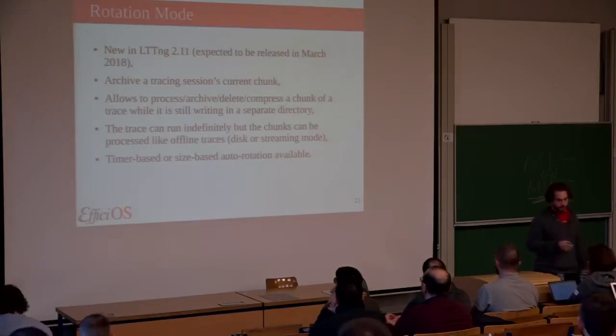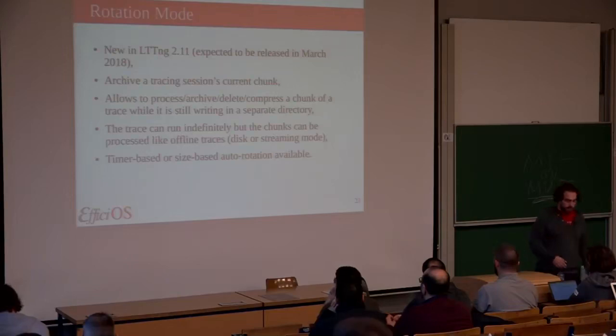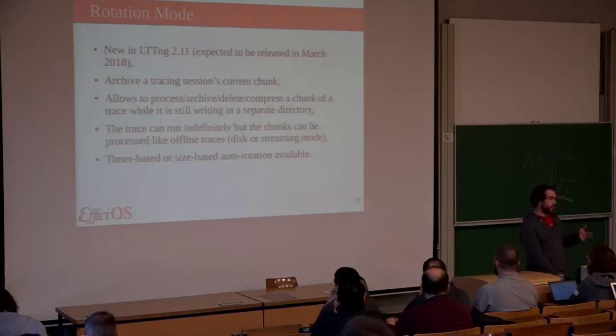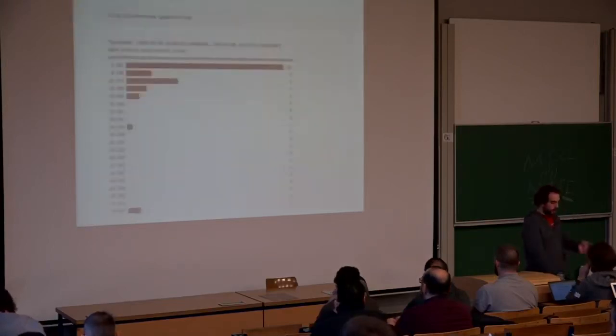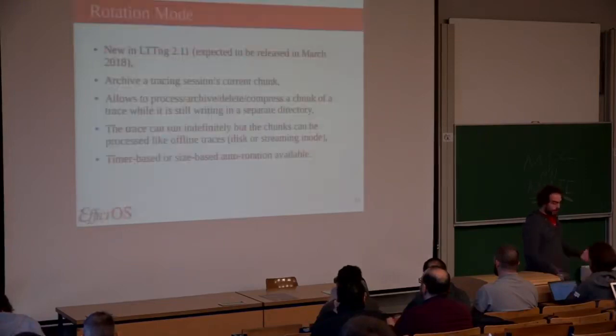With this mode, you don't lose any events, you just switch the directory, and you can use the trace as a really small self-contained trace. So it can run indefinitely depending on the disk size. But you can also just rotate, process the trace, generate reports like that, and then discard the trace, so you don't keep too much storage on the disk.